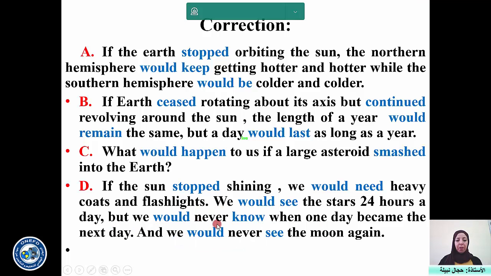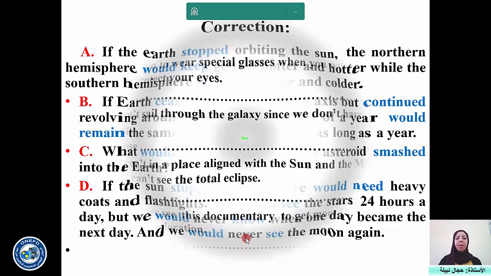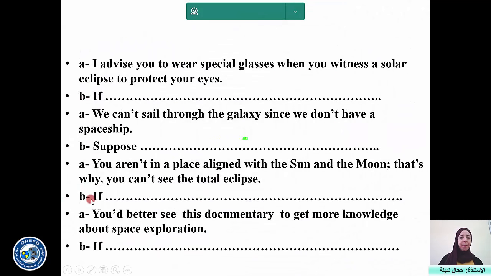You see, we have a frequency adverb. Whenever you have a frequency adverb, of course, you have to put it between the auxiliary or the modal and the stem. You shouldn't say, for example, we never would know. No, say, we would never know, we would never see. This is all for the first activity.